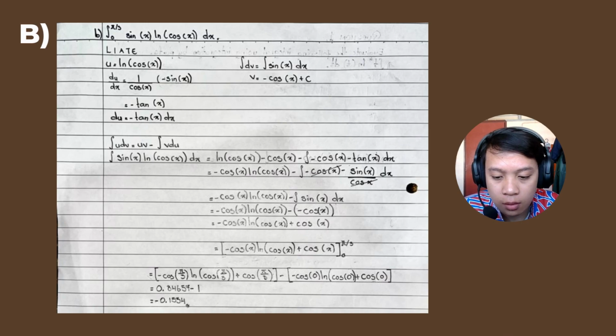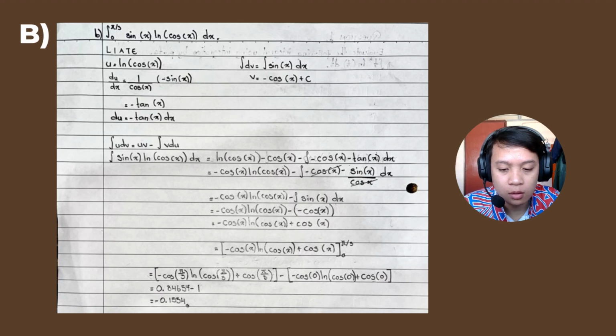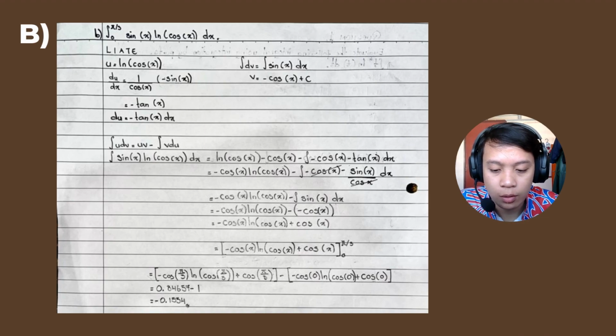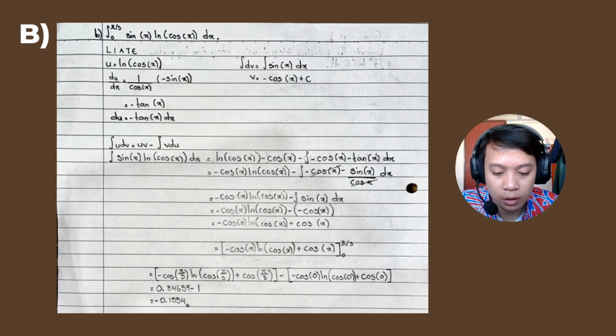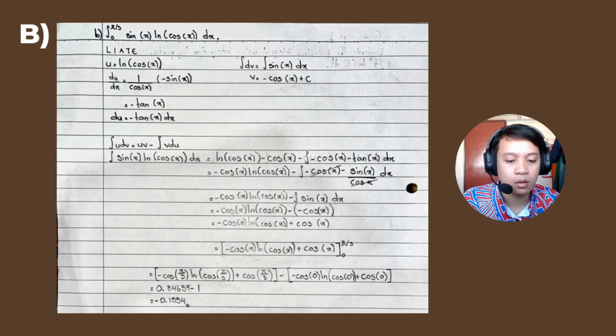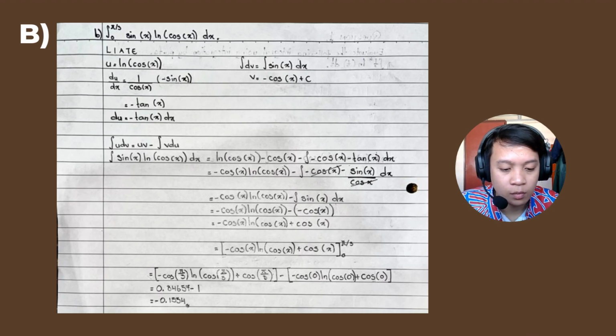So part B, the question given is integrate from 0 to pi over 3 of sin x ln cos x dx. Like usually, we determine our u, which will be ln cos x. We differentiate, and it will get negative tan x dx. And then we integrate sin x dx. We will get negative cos x plus c.